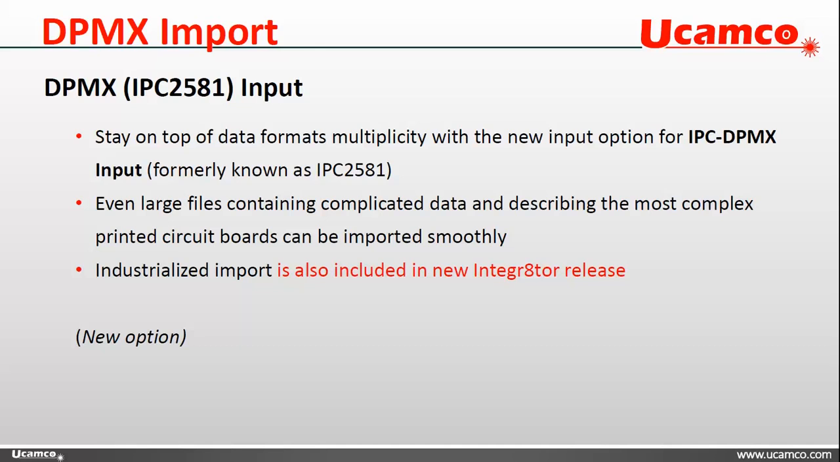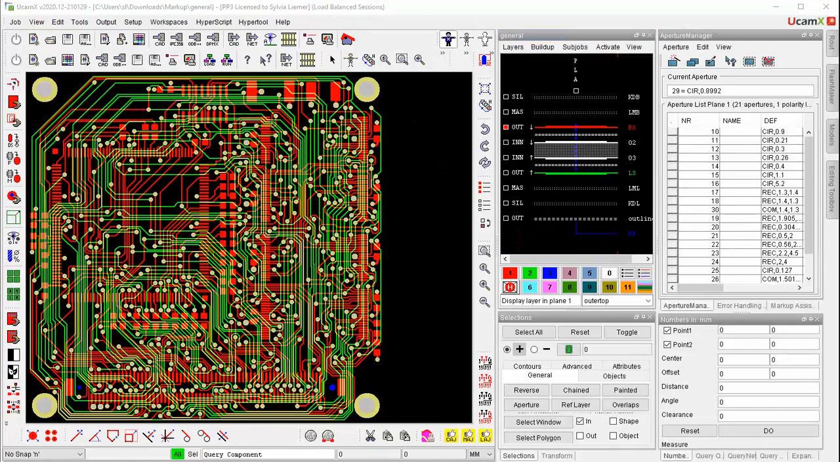Stay on top of data formats multiplicity with the new input option for IPC DPMX Input, formerly known as IPC 2581. Even large files containing complicated data and describing the most complex printed circuit boards can be imported smoothly. This industrialized import is also included in our new integrator release. Let me show you how easy it is.